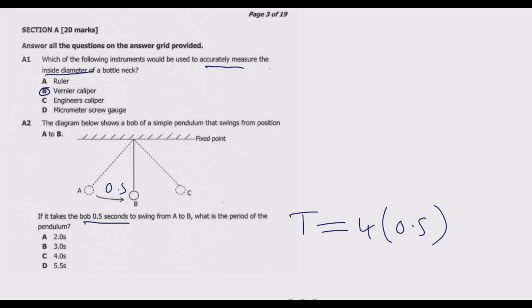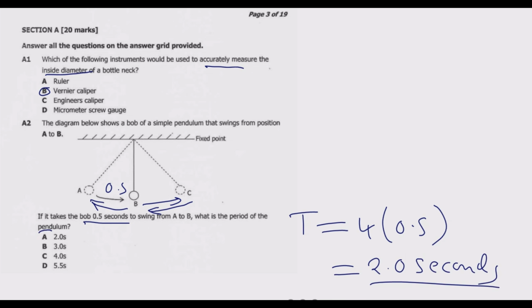So why multiply by 4? We have this movement, then going back, which is the third, then the fourth. So we have 4 equal movements. We multiply, and we end up with 2.0 seconds. So that's the period, which is A.